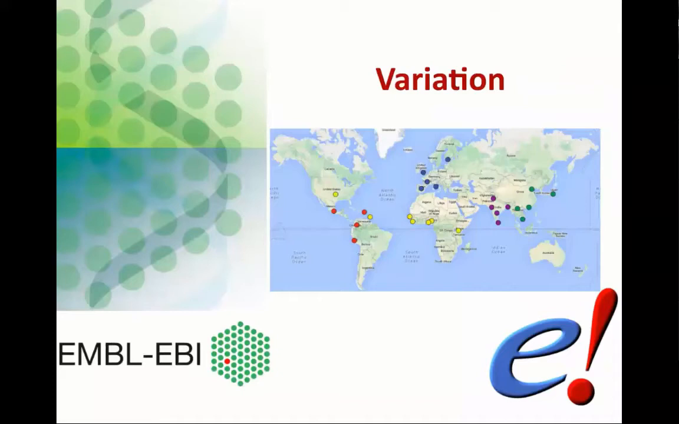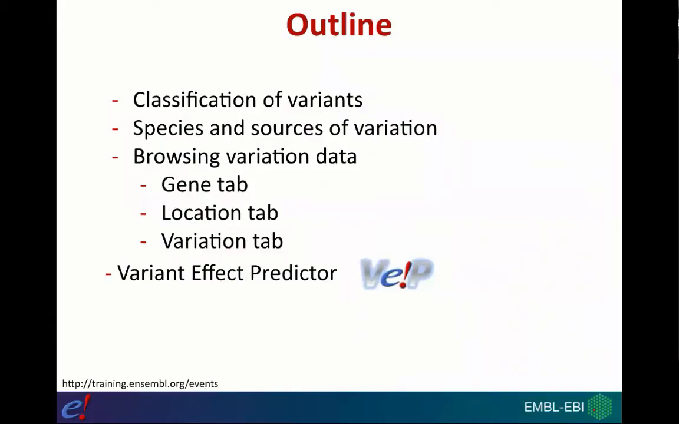So what we want to do in the course today is look at the variation data that we have in Ensembl, thinking about obviously the different types of variation data that there are and the different types of data that are associated with variants. So what we want to do in this module is think about how we can classify genetic variants, thinking about the different species that have variation data available and the sources of that variation data, where Ensembl draws the variation data from.